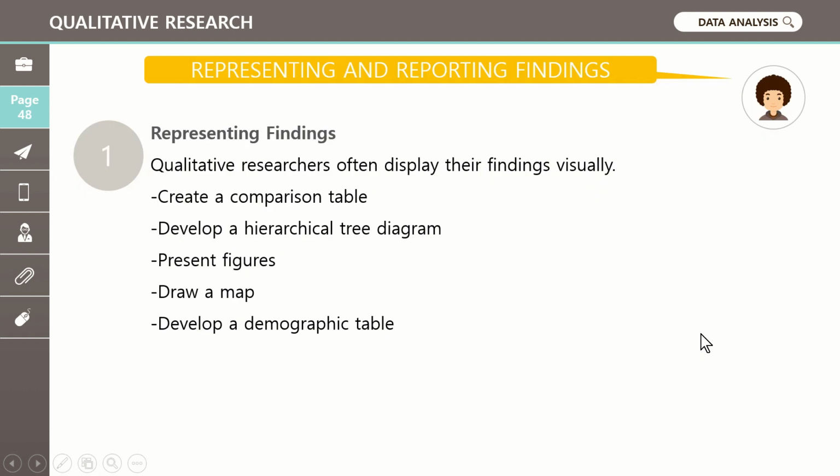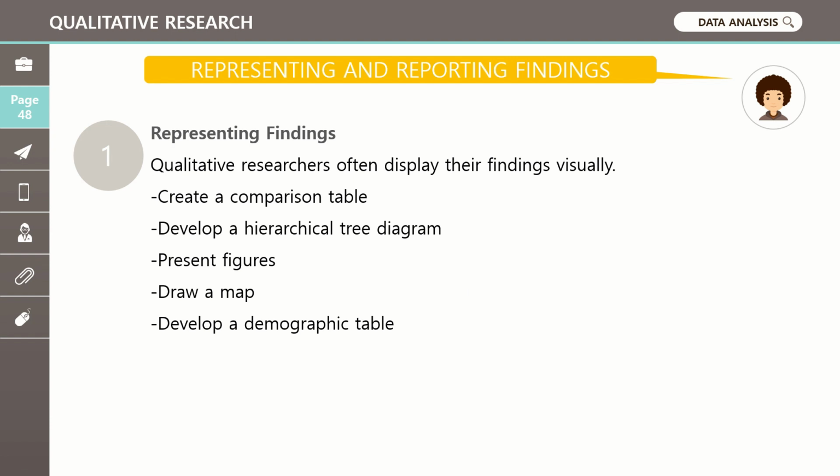Then representing and reporting the findings. First, representing findings. In here, qualitative researchers often display their findings visually. So representing findings is mostly about presenting your findings visually, and reporting findings is mostly about presenting in narrative or in paragraphs. So let's start with representing findings.